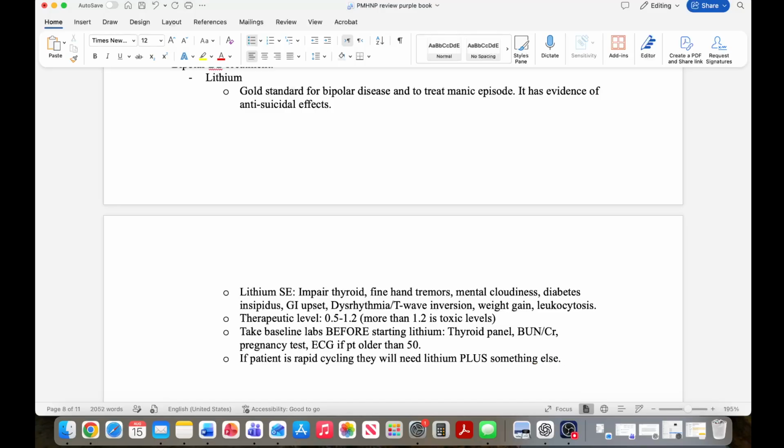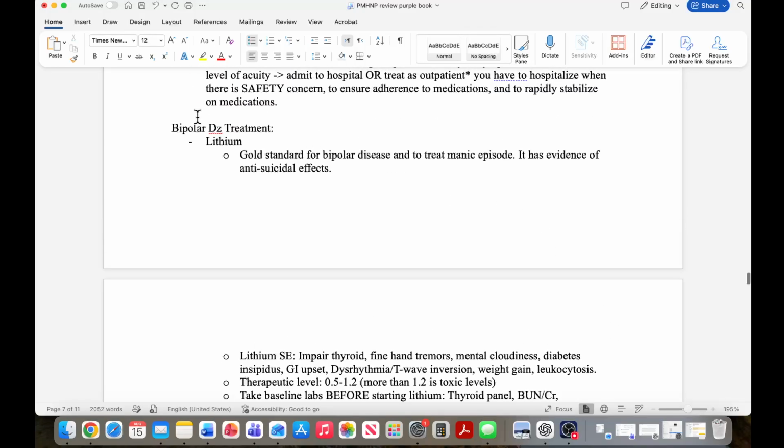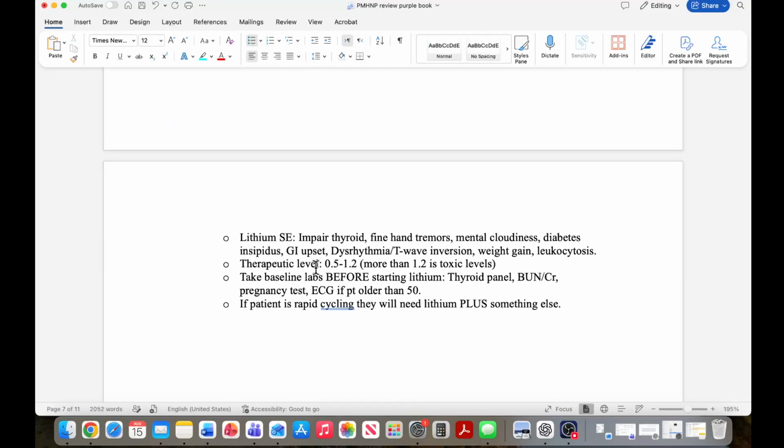And of course, you're going to educate your patients about the side effects of lithium, okay? So, I'm doing the treatment in blue. So lithium, you really need to know these things. I know there will be a question about lithium. That's for sure.